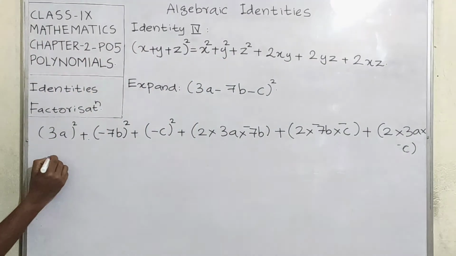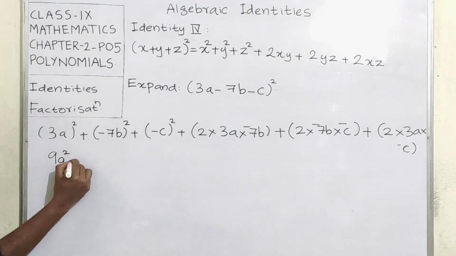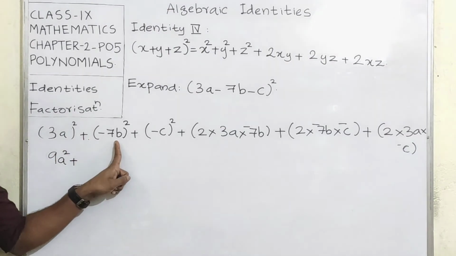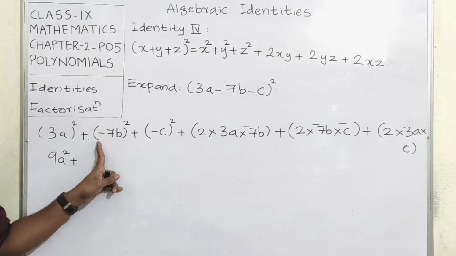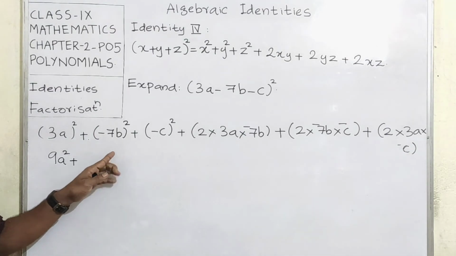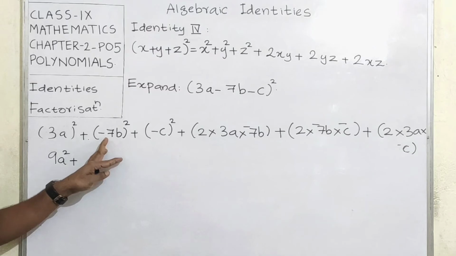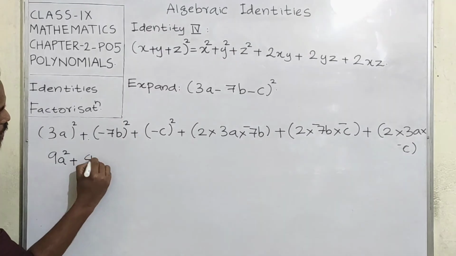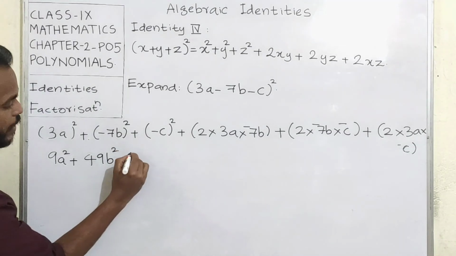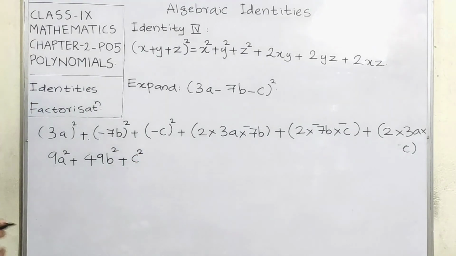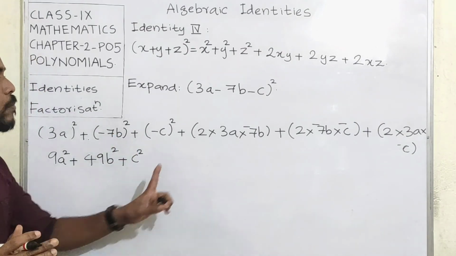(3a) the whole square is 9a square, plus minus 7b times minus 7b. The product of two negative numbers is a positive number, so I am not going to put the negative symbol, but 7 square is 49. So what can you write? 49b square, plus minus c into minus c is c square. Do I need to mention that two negative numbers when multiplied give a positive number? No, you already know that one. Now comes the important part.